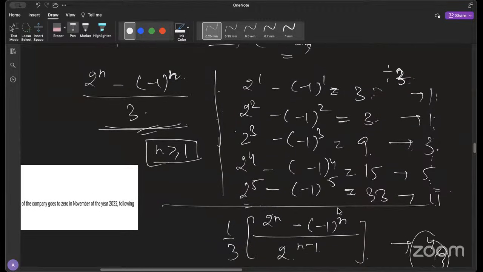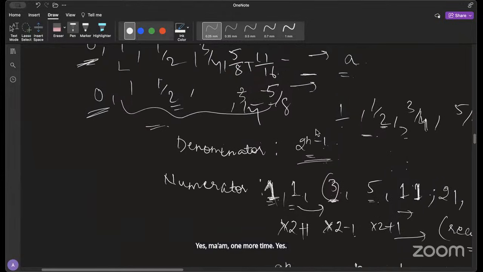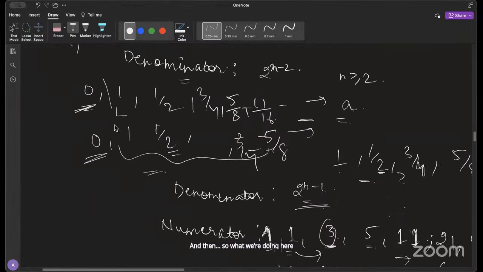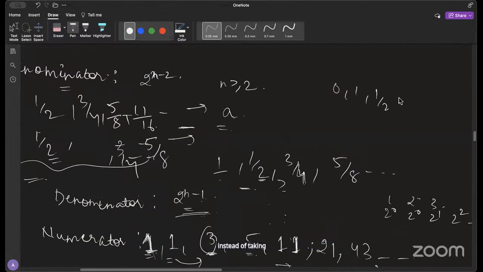Yes, ma'am, one more time. So what we're doing here is we're removing this part of the sequence. Instead of taking 0, 1, half, 3 by 4 and so on, we're just taking this sequence because this sequence also converges to the same point, right? So we're removing 0 from here and considering just this sequence.